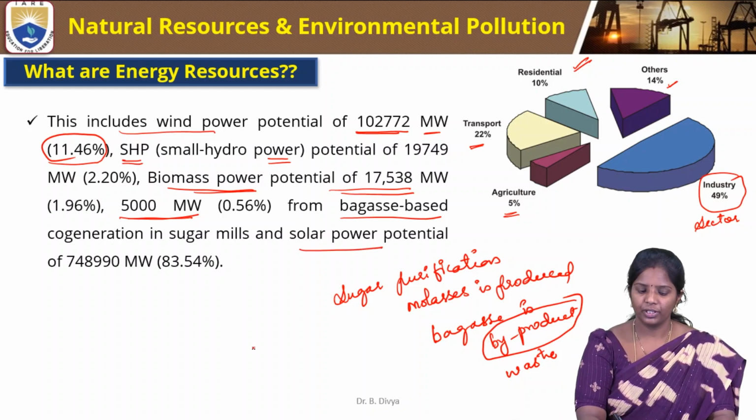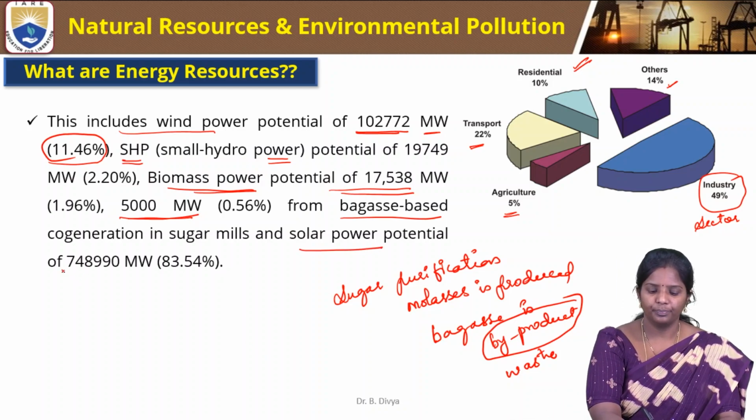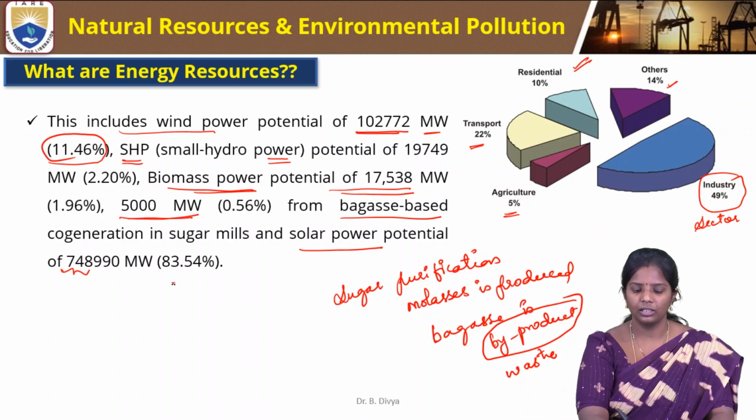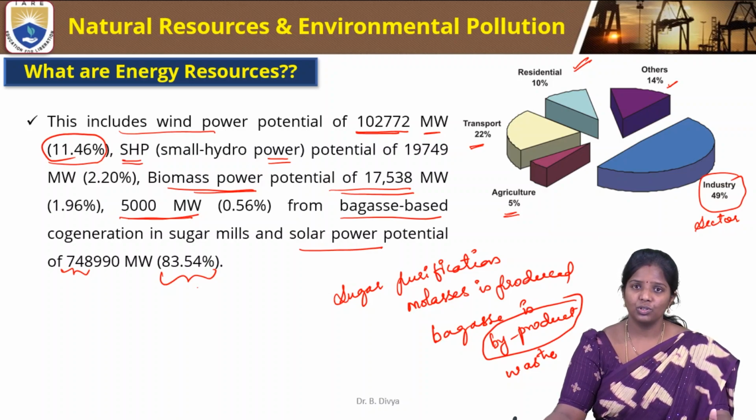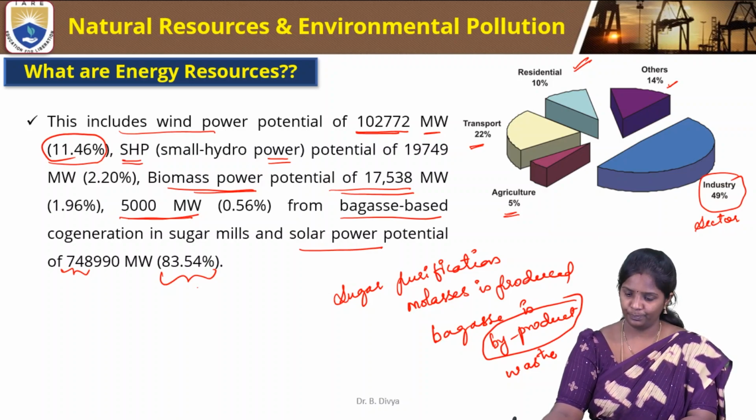The solar power potential is about 7 lakh megawatt. It is about 83%. So this is a very good number. Like 83% of the power is generated from solar power, wherein abundant sunlight is available in our country. Like most of the days will be very sunny.